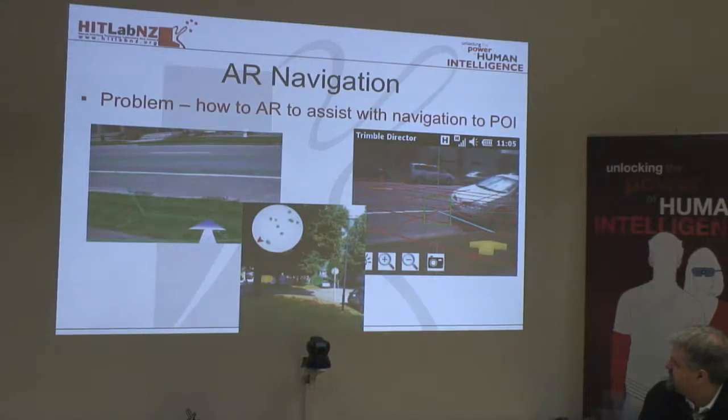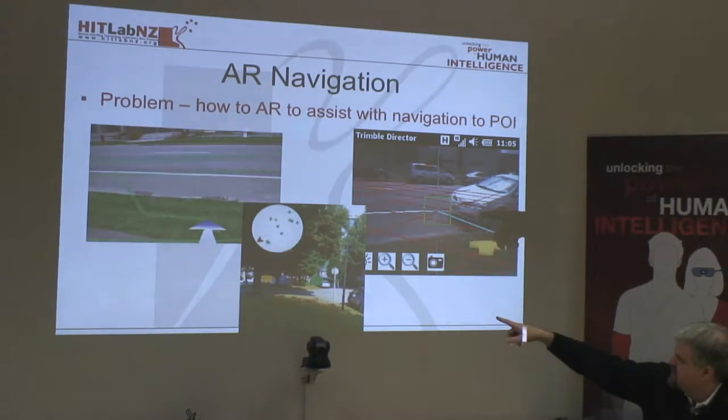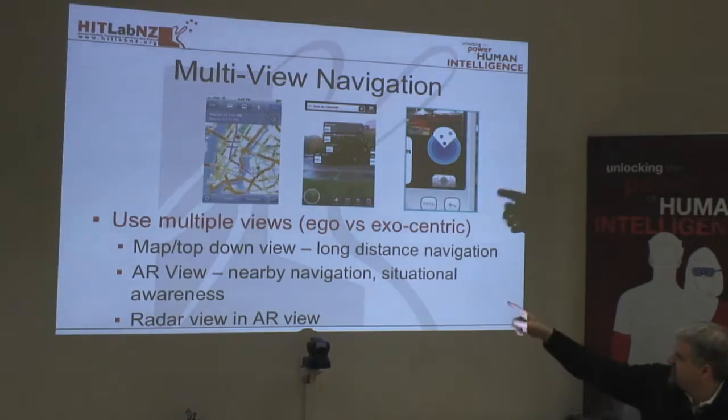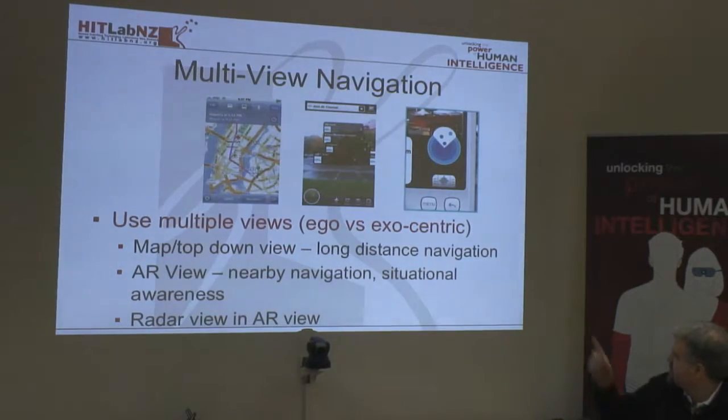One of the other challenges maybe is, how do you display information to assist you with navigation to points of interest. So here they're showing different ways of doing that. A virtual arrow appears on the ground, a kind of radar display, and a 3D arrow there as well. One solution people have used is multiple different types of views. So you might have a map view for long distance navigation, an AR view for nearby navigation, and a radar view as well.